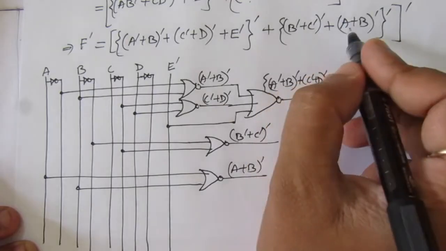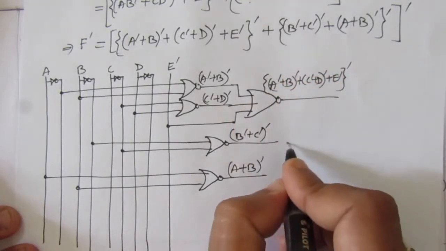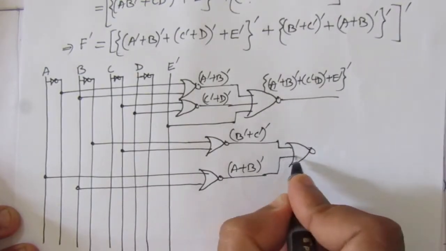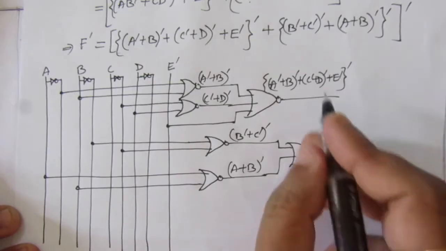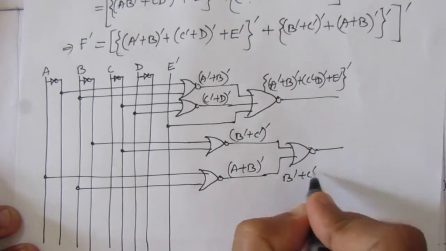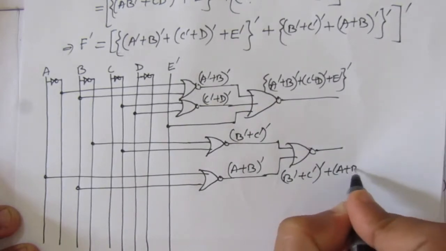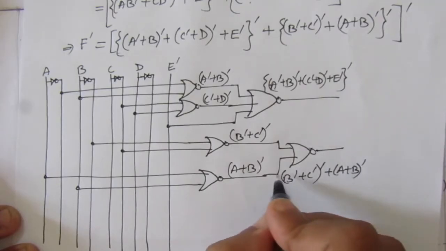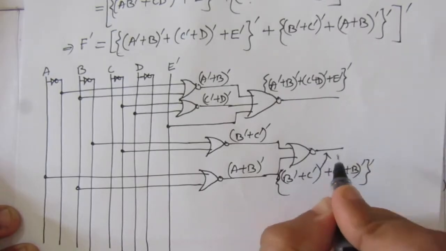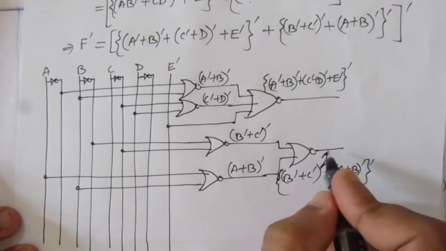Up to here it is complete. Now we have to add these two and then complement. That means we have to use here a NOR gate, and take these as two inputs, and we'll get here this function: B bar plus C bar whole bar plus A plus B whole bar, and whole complement. So we'll get this function here.